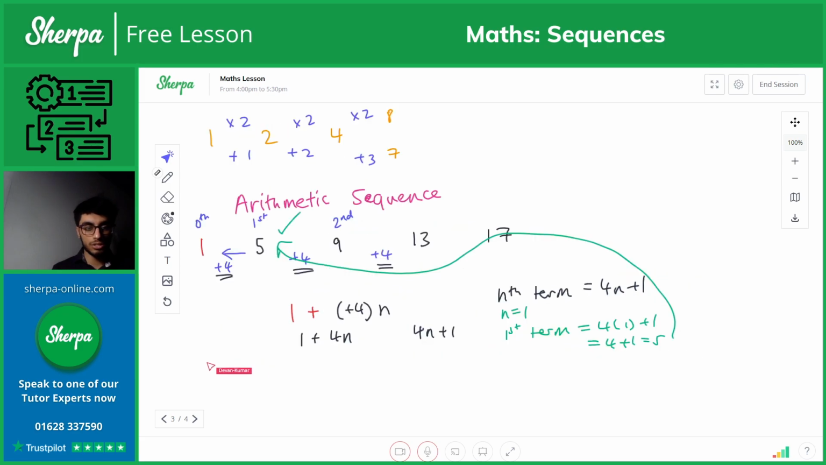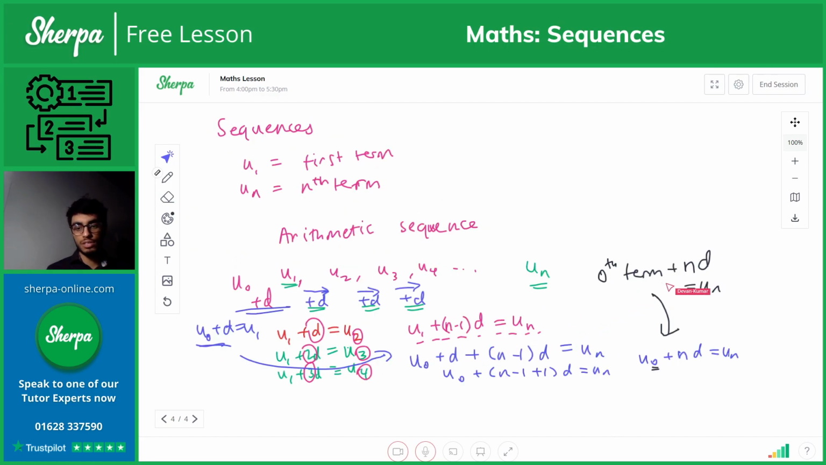Now let's look at what I told us to do here. I said, let's look at the 0th term, and then I said, what's the common difference? If you notice, this is U0, and this common difference here, this plus 4, is the d times the n. So we had U0 plus dn, and I said this was equal to the nth term, which is Un. So U0 plus dn equals Un. And here you see we have the exact same equation. So that's how it works.